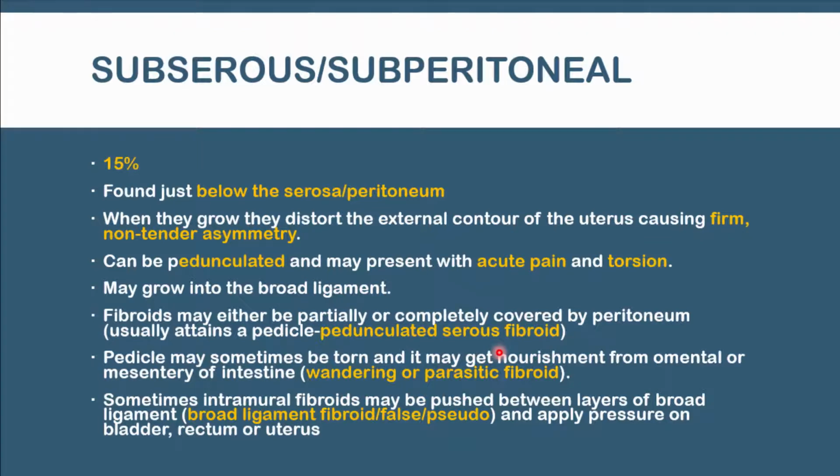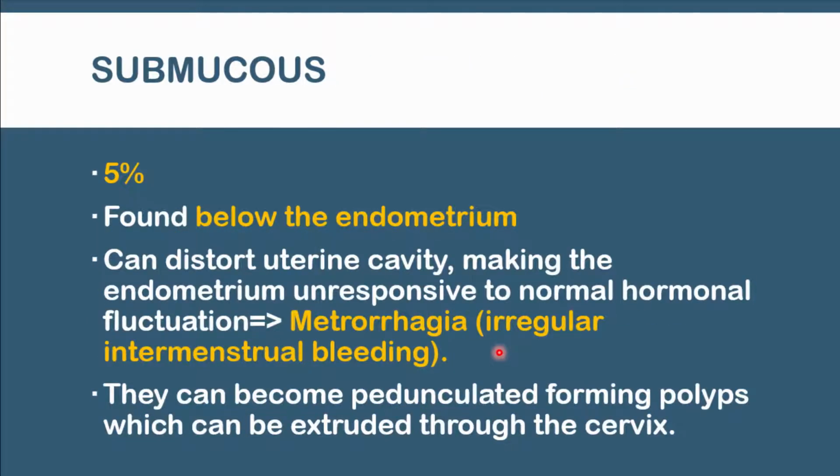And remember that sometimes you have these intramural fibroids that can actually push through the layers of the uterus and go towards the broad ligament. So you don't refer to those as true types of fibroids. They're referred to as false fibroids or pseudo fibroids, or you can just simply call them broad ligament fibroids. These actually can apply pressure on structures that are surrounding. So they could be applying pressure on the bladder, resulting in nocturia. They could apply pressure on the rectum, even apply pressure back on the uterus.